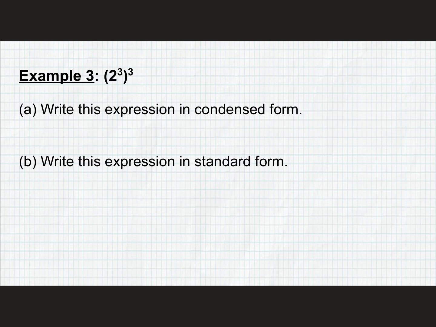Now let's try using the power to a power rule in an example, 2 to the 3rd all raised to the 3rd power. According to the rule, this should be the same as 2 to the 3 times 3, or 2 to the 9th power. That is our expression in condensed form. In order to write the expression in standard form, we're going to expand that out and then multiply.